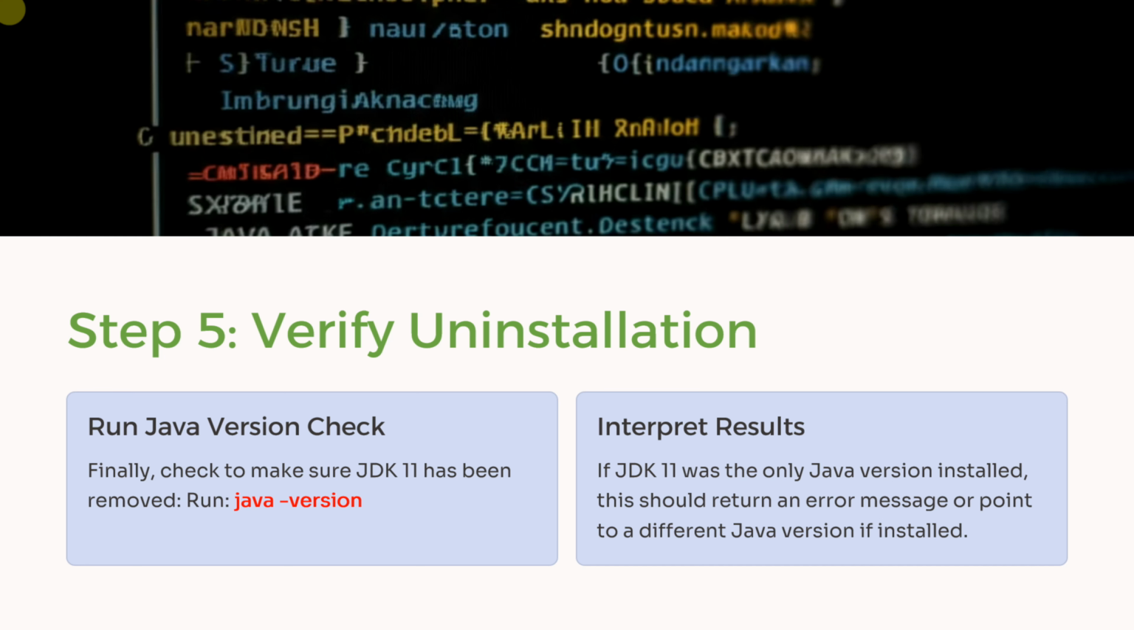Step 5 is verify the uninstallation. For that, you have to run the java -version command. If JDK 11 was the only Java version installed on that machine, then this command will return an error message, or point to a different Java version if another Java version is installed on the system. Run this command and we got the error message. From this we can confirm JDK 11 is successfully uninstalled from this Linux system.